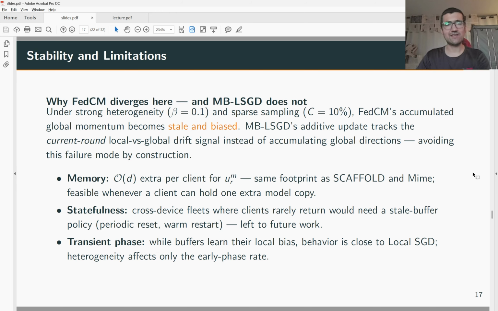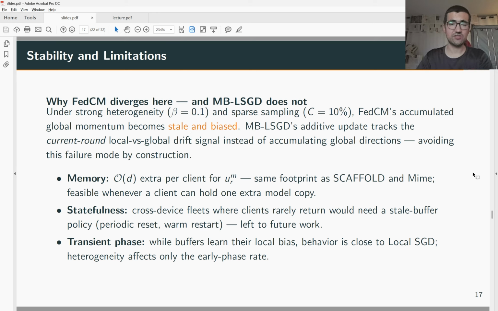First, why does FedSIAM diverge while we don't? FedSIAM accumulates a global momentum direction across rounds. Under strong heterogeneity and 10% sampling, that accumulated direction goes stale and biased. Our buffer instead tracks the current round local versus global drift signal. It never accumulates stale global directions, so it avoids that failure mode by construction.